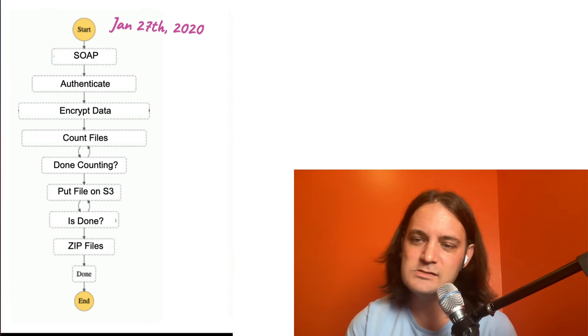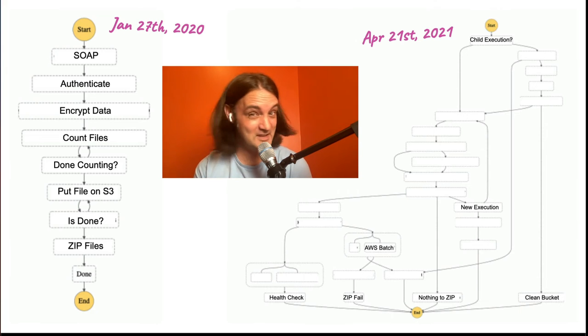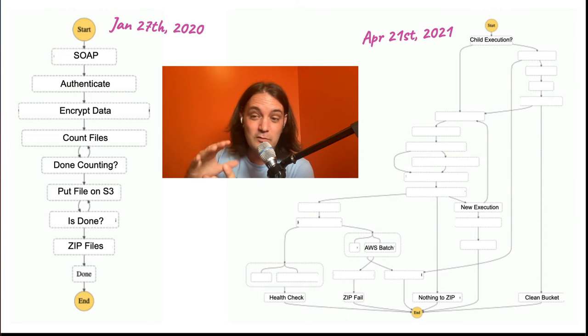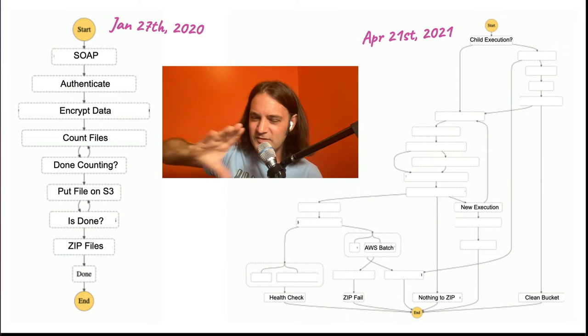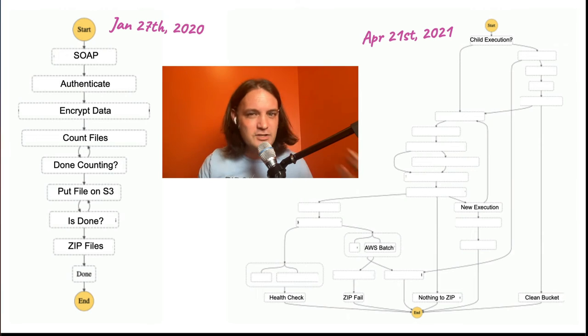18 months later, we had this. Same app, does the same thing. It gets files, counts them, and zips them. But we learned so much. And these weren't really new requirements either. Same requirements. So the user didn't actually ask for anything. And this is a perfect example of how we can see the evolution of scope, see what we learned, but it's the same app and the step function can keep up.